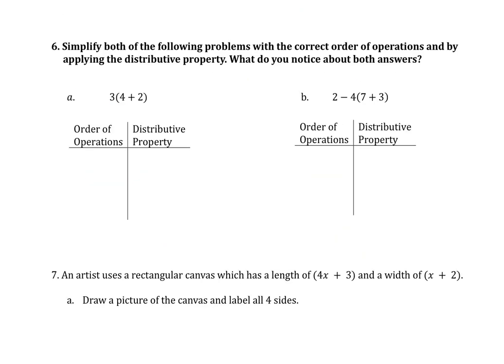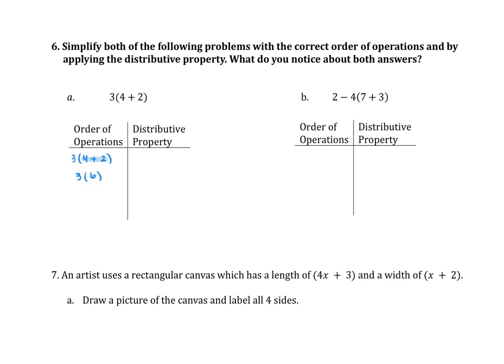All right, now we're going to explore why does the distributive property work? And so I'm going to show you 2 problems where I'm going to do it both by order of operations and by distributive property. So if I look at question A, I have 3 parentheses, 4 plus 2. I'm going to first solve this using order of operations. Well, remember, in order of operations, the first thing I'm going to take care of are my parentheses. So I'm going to do 4 plus 2. 4 plus 2 gives me 6.